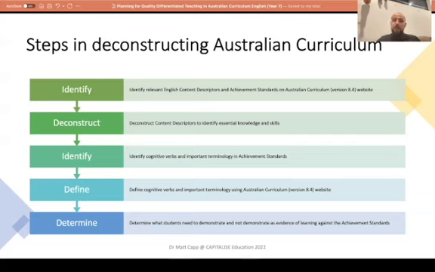Teachers then need to identify the associated achievement standards that students will demonstrate evidence of learning against, and identify any relevant cognitive verbs and important terminology in the achievement standards. The teachers then go to the Australian curriculum website and define the cognitive verbs and important terminology to work out what the students actually need to demonstrate and not demonstrate as evidence of learning against those achievement standards.